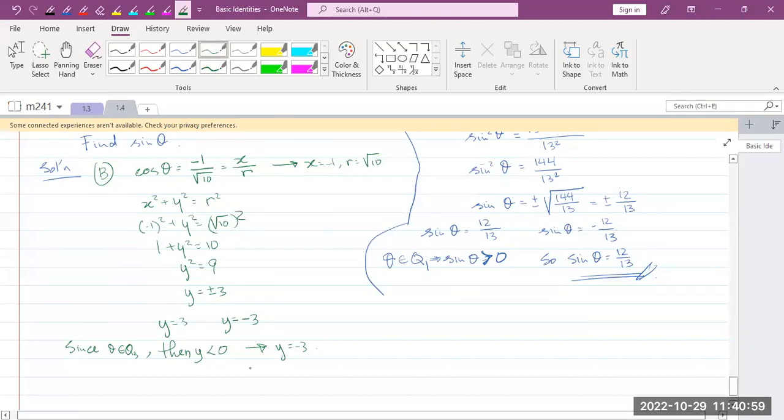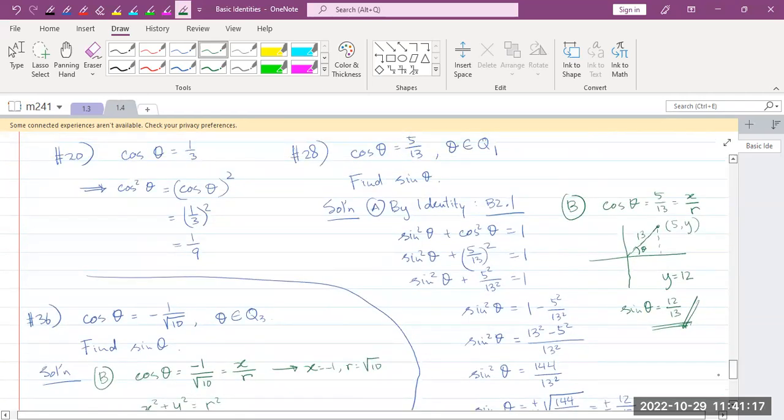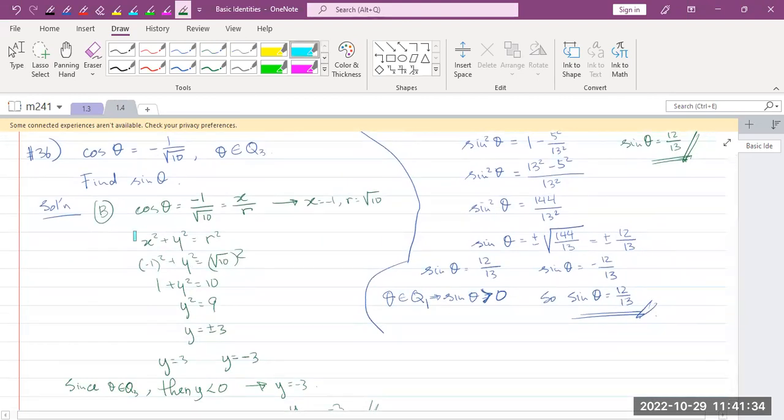Now then, what is the sine? Sine theta equals y over r, which is -3 over square root of 10. Okay, that's easier, right? Now notice that we have similar questions earlier if you see number 28. What makes our solution B in number 28 faster? It is faster because we happen to get a Pythagorean triple, which is not the case for number 36. Now, number 36, we don't have a Pythagorean triple such that we need to compute these ourselves.